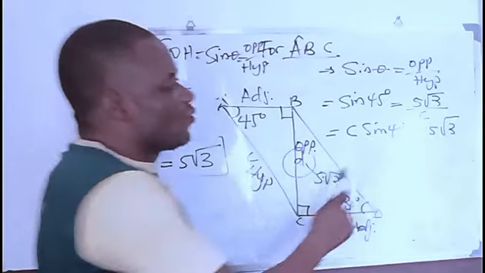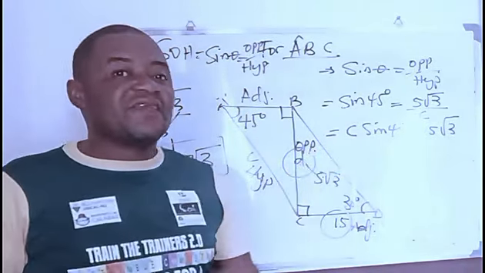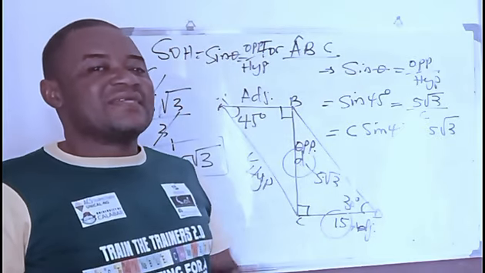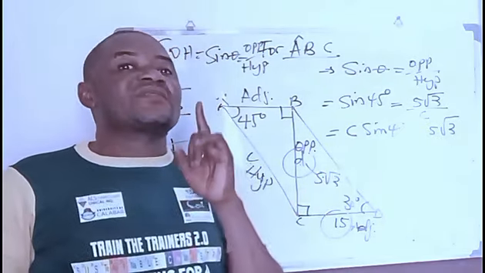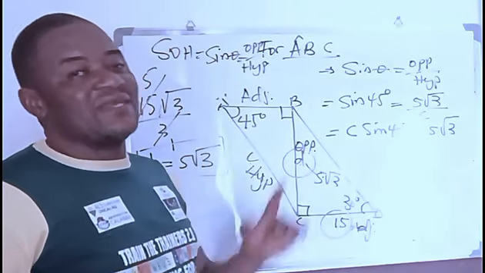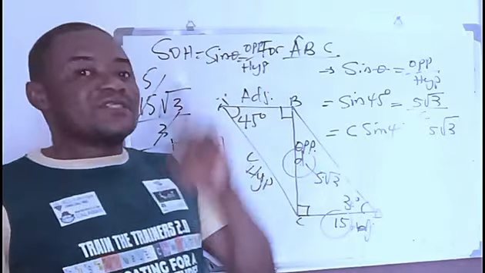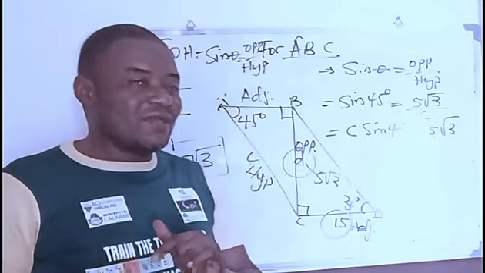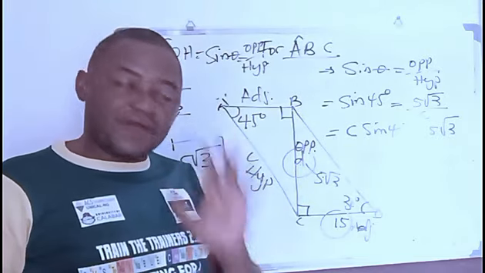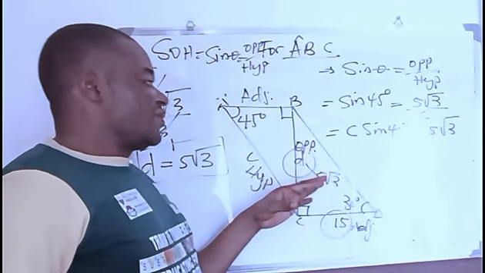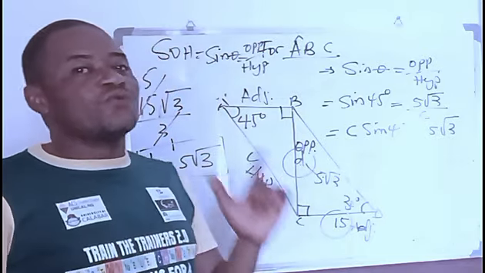To do that, we must know the surd representation for sine 45 in trigonometry. And the surd representation for sine 45 is 1 over surd 2. Remember that I told us that tan 30 in surd is 1 over surd 3. That is an established fact. Okay, so sine 45 in surd is 1 over surd 2.